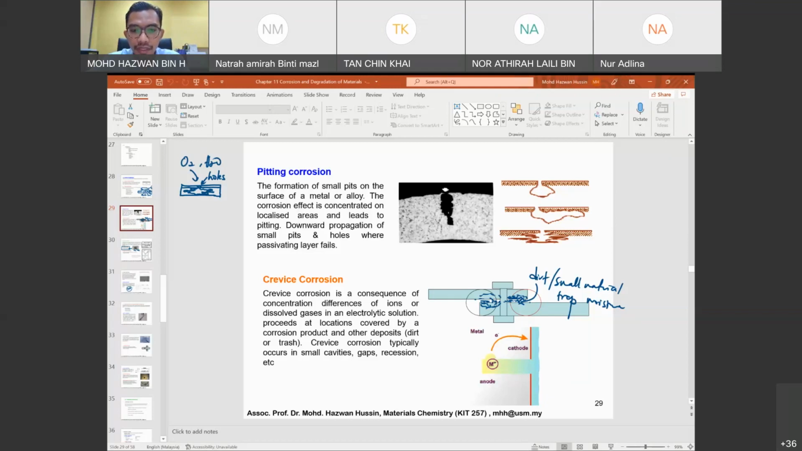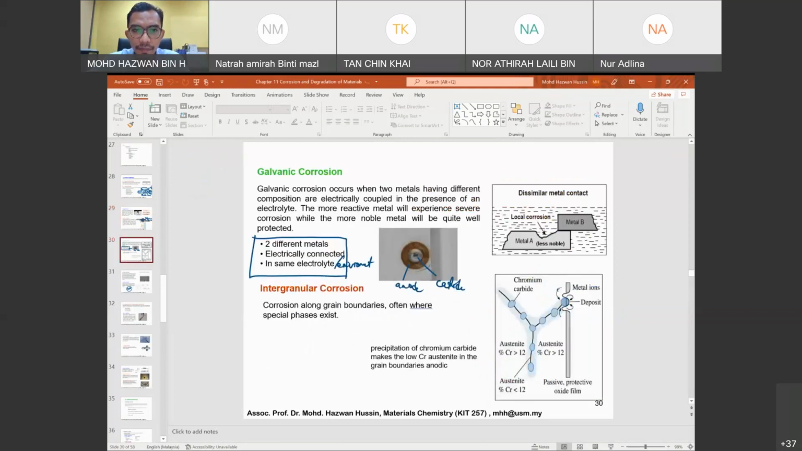Meanwhile, crevice corrosion is actually a consequence of a concentration difference. This can result when you have a gap, cavity, or recession in your structure, which can trap dirt or small particles. The dirt or small particles can absorb water, making that area highly concentrated with oxygen or water and easy to corrode.